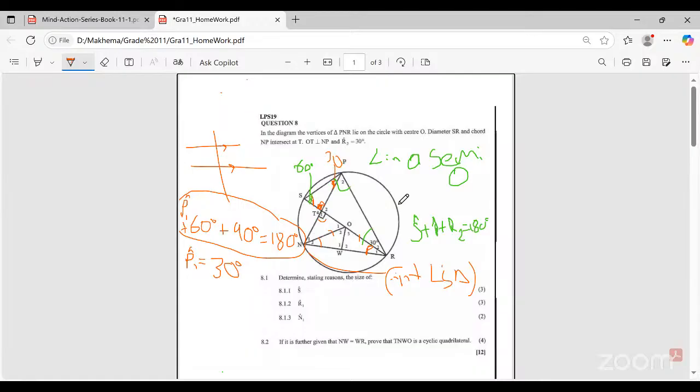You are there. Now, who can tell us what is the size of angle S? We found S. Now we want R1. Who can tell us what is the size of angle R1? I think I emphasize it's this. 30, say, and then the reason is angles of a segment. Same angles in a segment.